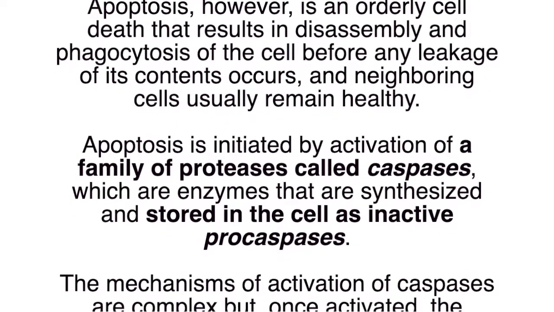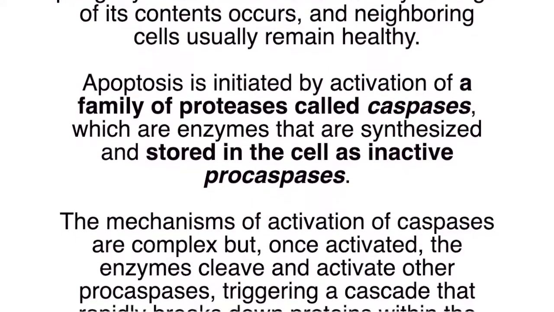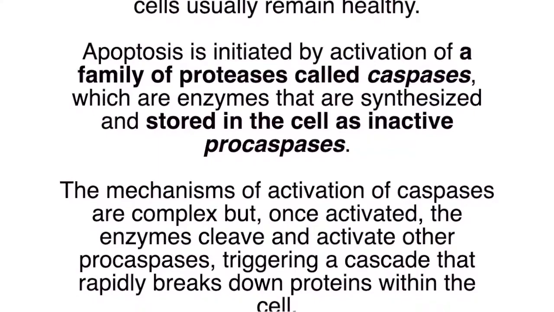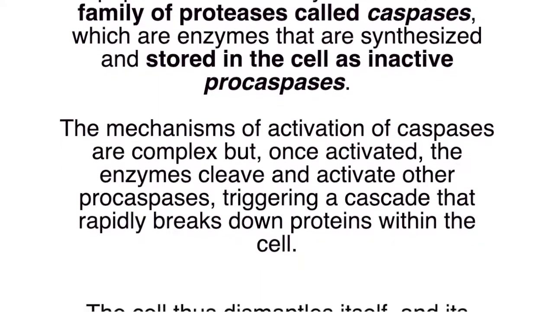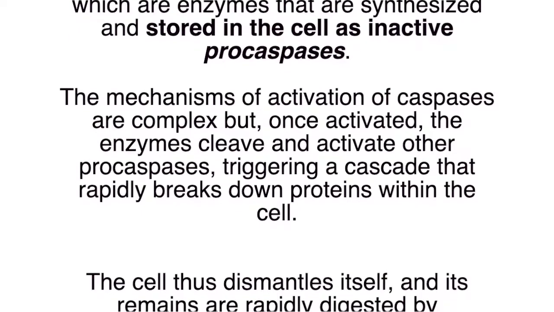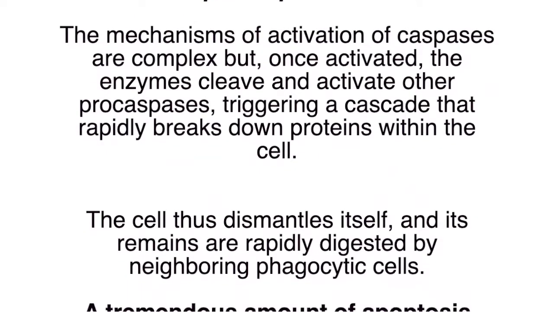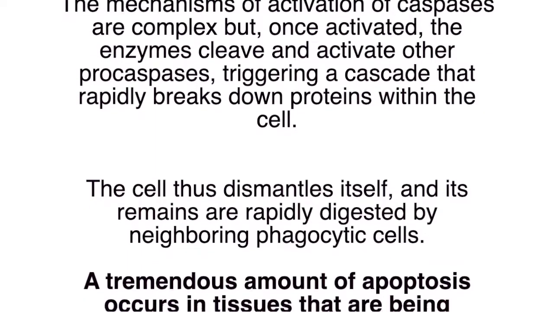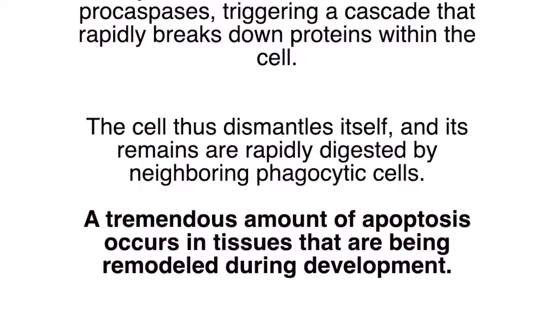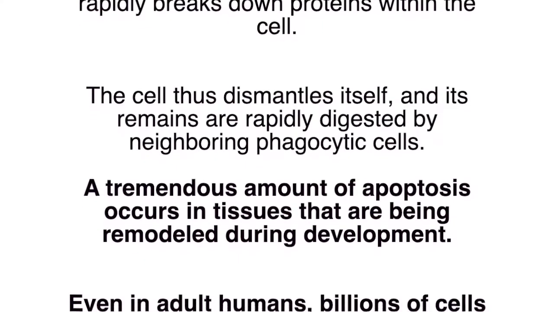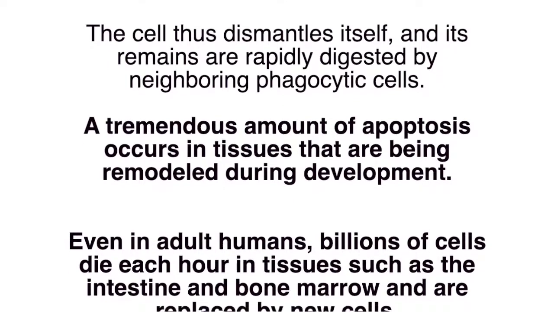Apoptosis is initiated by activation of a family of proteases called caspases, which are enzymes that are synthesized and stored in the cell as inactive pro-caspases. The mechanisms of activation of caspases are complex, but once activated, the enzymes cleave and activate other pro-caspases, triggering a cascade that rapidly breaks down proteins within the cell. The cell thus dismantles itself, and its remains are rapidly digested by neighboring phagocytic cells.